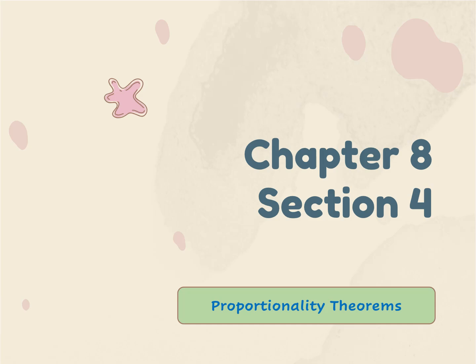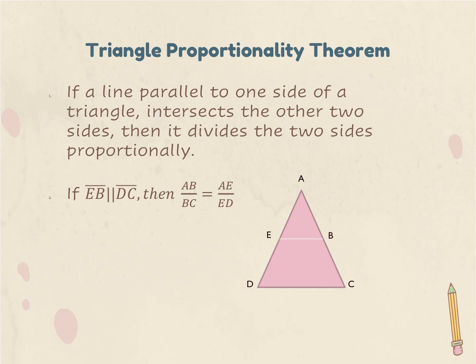Right, this is the last lesson for Chapter 8. Chapter 8, Section 4, Proportional Theorems. We're still dealing with proportional sides, segments, okay? Triangle proportionality theorem, determining if it is proportional or figuring out what's proportional using parallel sides.